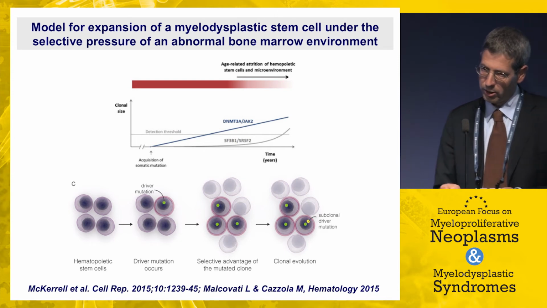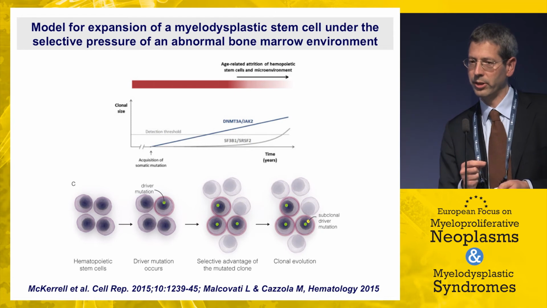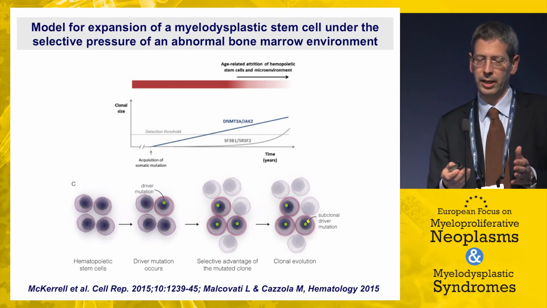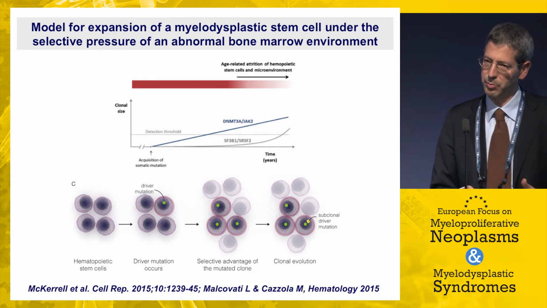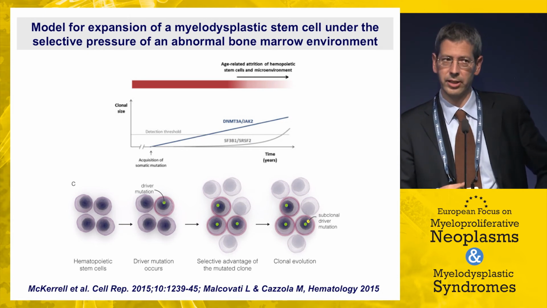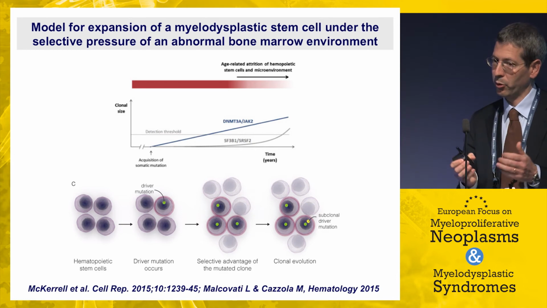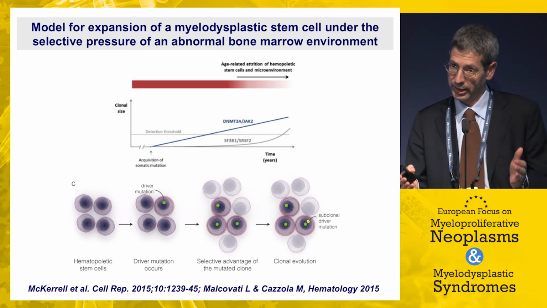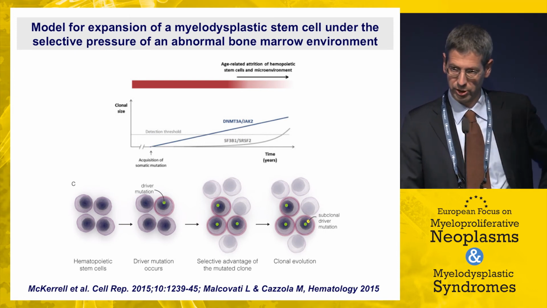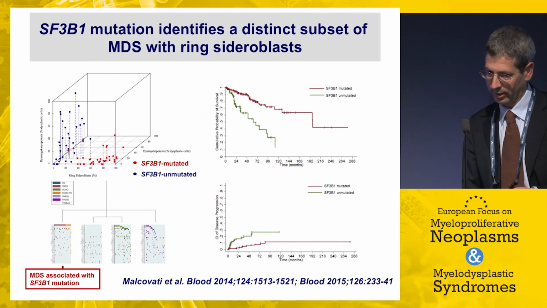And at odds with TET2 or DNMT3A mutations that tend to increase linearly during aging, SF3B1 mutations were shown to appear selectively in subjects over 70 years old, suggesting that this could be one of the cases in which bone marrow microenvironment abnormalities related to aging may concur to promote the selection and the expansion of these clones. And the mutations also have relevant clinical implications.